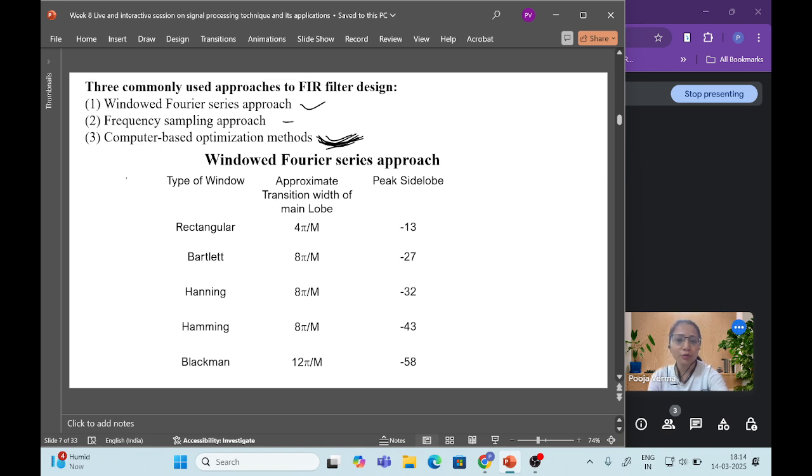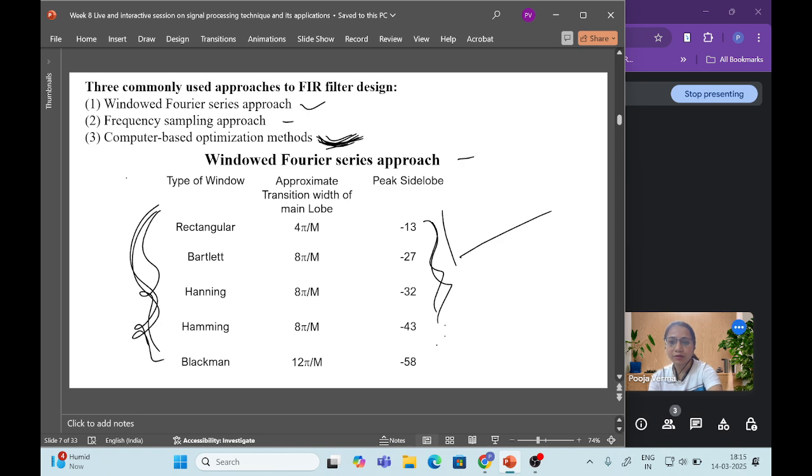In the window series Fourier series approach, you must have a window function, that is a rectangular window function, Bartlett, Hanning, Hamming, and Blackman. Their frequency responses, the transition width of the main lobe, and peak side lobes are given in this table. We will use this while solving the questions or problems. Okay, so these are the commonly used window functions in the Fourier series windowing approach.